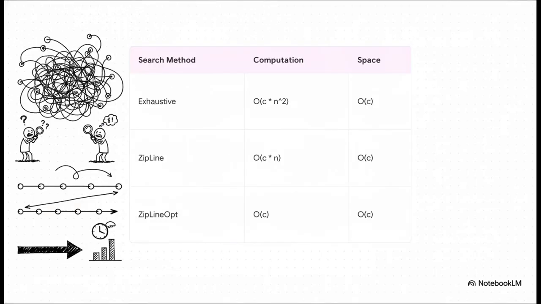Now, as researchers, I know your immediate concern right now is overhead. Constantly predicting future timestamps for dozens of nodes sounds like an O of n squared nightmare that would just choke your parameter server. But the math here is absolutely beautiful. While an exhaustive search scales really poorly, the custom Zipline algorithm brings it down linearly. And the optimized version, Zipline Opt, drops the computational complexity to a mere O of C, where C is just the number of future iterations you want to look ahead, and N is the number of workers. Space complexity stays at a flat O of C. It's a blisteringly fast, one-pass greedy algorithm that adds virtually zero delay to the server's operations.